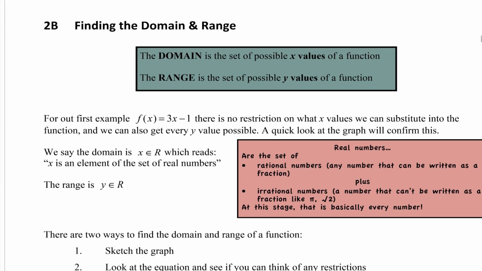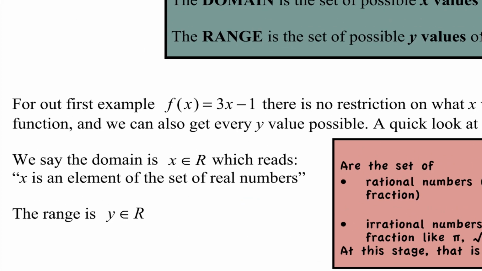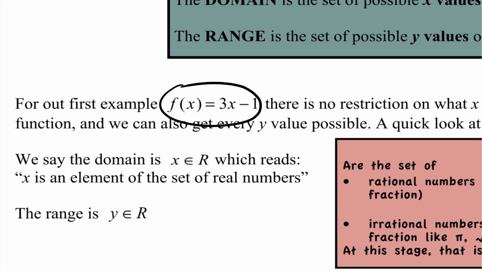So let's talk about that. If we've got a basic function here, which is the one we dealt with last time, f of x is 3x minus 1, it makes it really easy to work this out. This is just a straight line. You can see that the set of possible x values is anything. I could have any x value for this function and it would work. And same for the y values. Any y value here is possible.